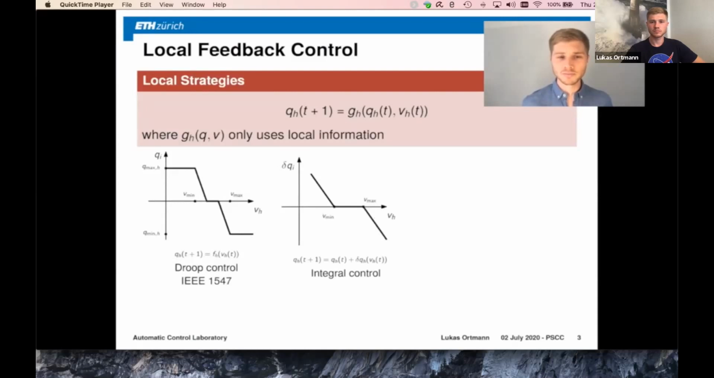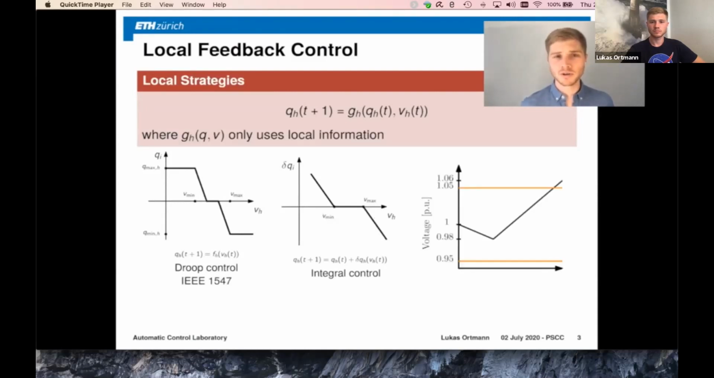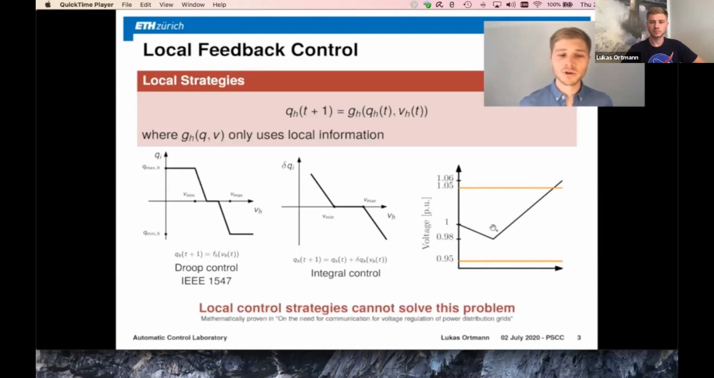Unfortunately, if we take another look at the voltage profile that I showed you, the electric vehicle that is connected here will not lower its voltage any further, which would help to reduce the overvoltage at the end of the line here, because it's already below its set point of 1 per unit. And therefore, local control strategies can actually not solve this specific problem. And this was also mathematically proven on the need for communication for voltage regulation of power distribution grids.